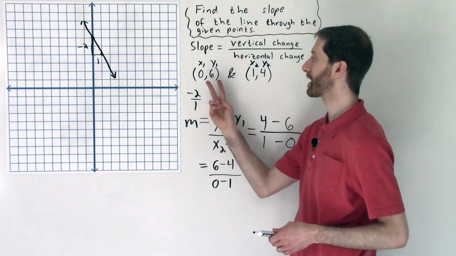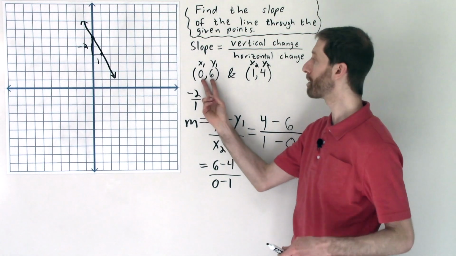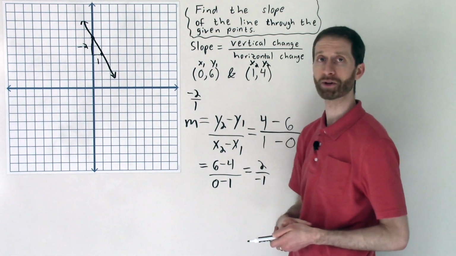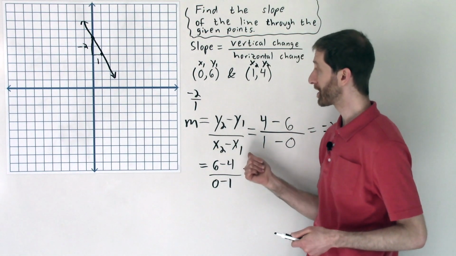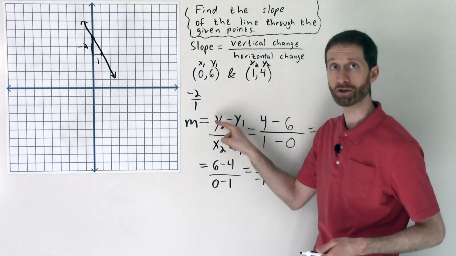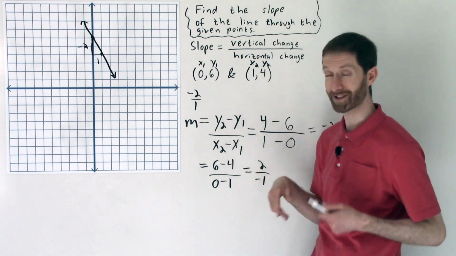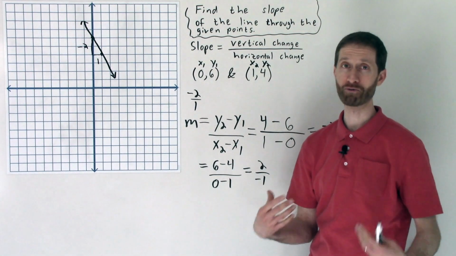I'd stay consistent. I usually name the first point I see point 1 and the second point I see point 2. So, moral of the story is y2 minus y1 over x2 minus x1 is the change of the y values over the change of the x values, and that is rise over run.